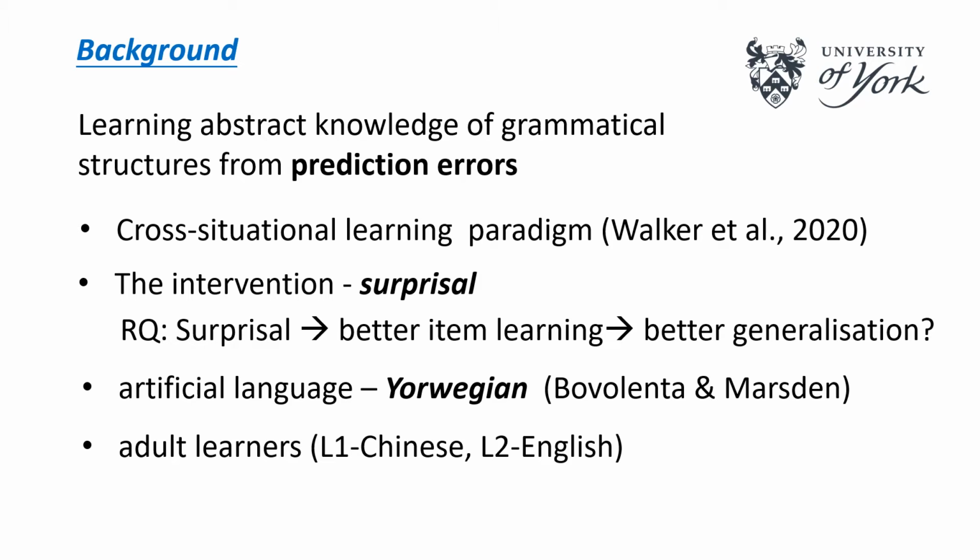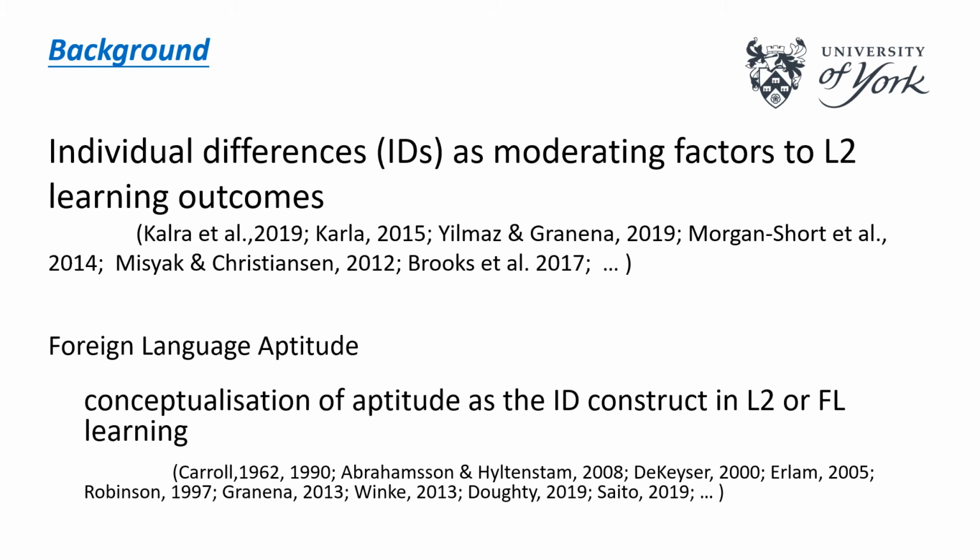The target language is an artificial language, Yorvision, created by Bovalenta and Marston. The learning population is adult learners with a background of Chinese as their L1 and English as L2. In my PhD study, individual differences will be investigated as the moderating factors to explain learning outcomes.